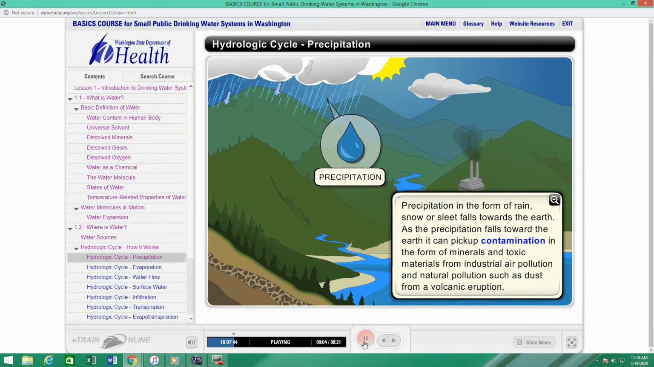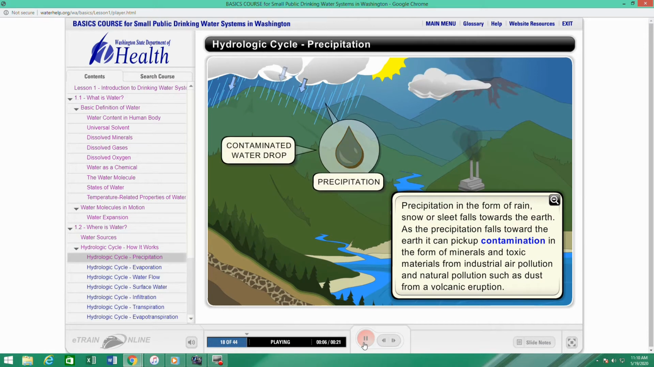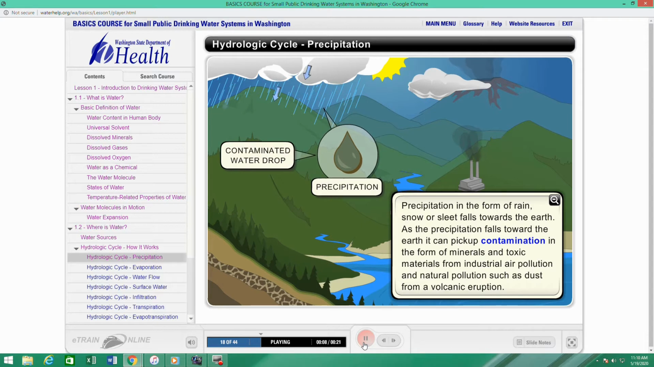Precipitation in the form of rain, snow, or sleet falls toward the earth. As the precipitation falls toward the earth, it can pick up contamination in the form of minerals and toxic materials from industrial air pollution and natural pollution such as dust from a volcanic eruption.